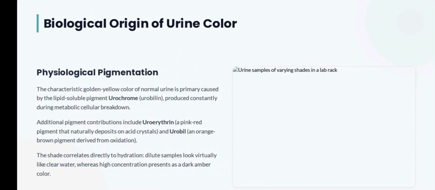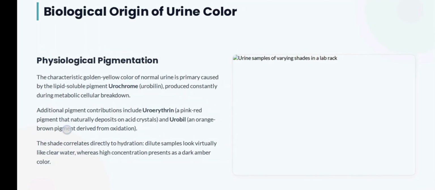Physiological pigmentation: the characteristic golden yellow color of normal urine is primarily caused by the pigment urochrome, along with urobilin, produced constantly during metabolic cellular breakdown. Additional pigment contributions include uroerythrin, a pink-colored pigment that naturally deposits on uric acid crystals, and urobilin, an orange or brown pigment derived from oxidation. The shade correlates directly to hydration. Dilute samples look virtually like clear water, whereas high concentration presents as a dark amber color.